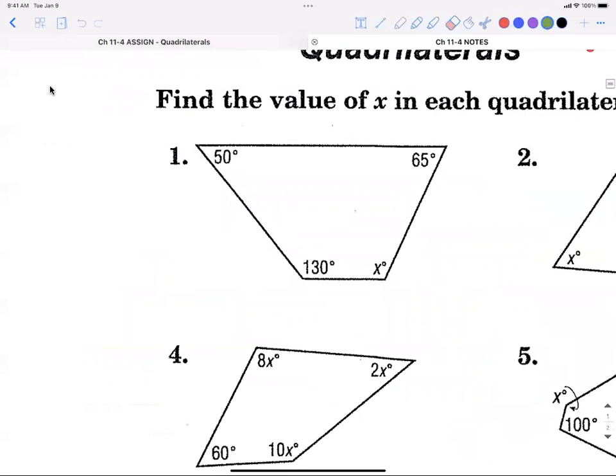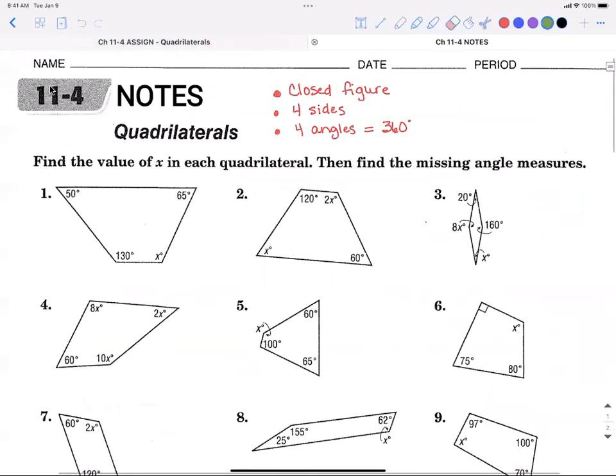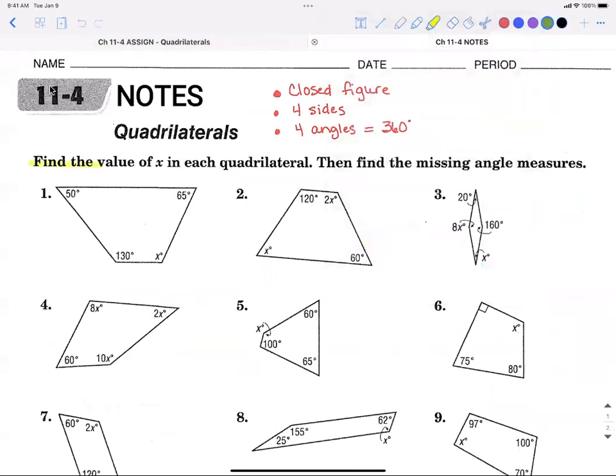So we're going to focus in here on number 1. And really, before I focus in on that, I want to look at your directions, because this will match what your directions look like in your homework. It gives us 2 things. 1, it says find the value of x. That's step 1. Then it says find the missing angle measure or measures.